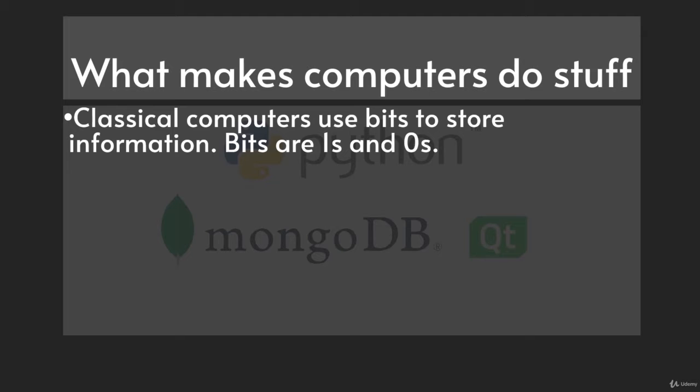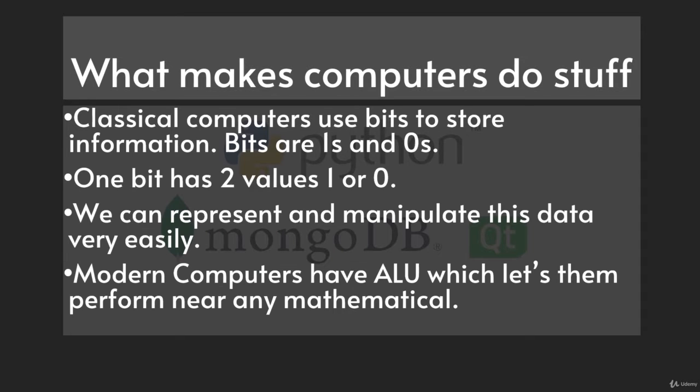So what makes computers do stuff? Well, we can represent data using ones and zeros. We can represent this information very easily and store it easily. Modern computers have ALUs, which are arithmetic logic units, which let them perform any task.